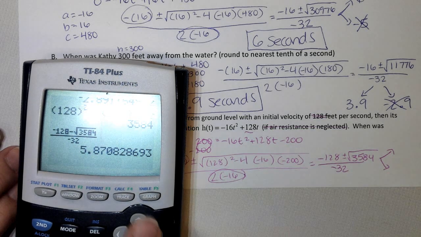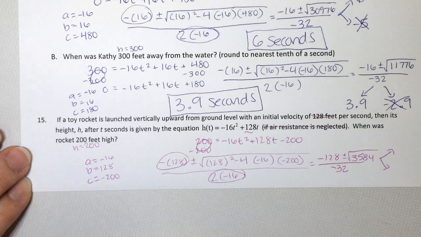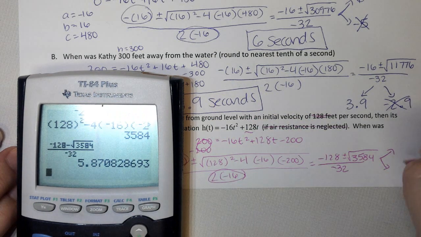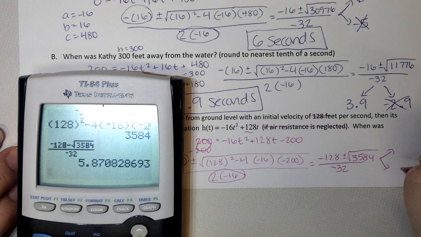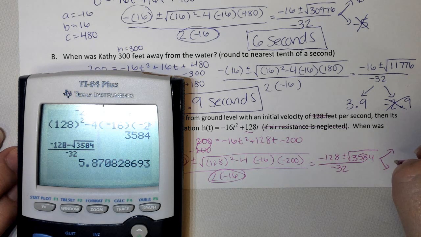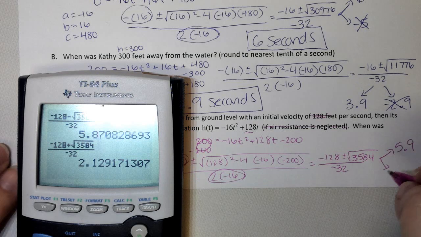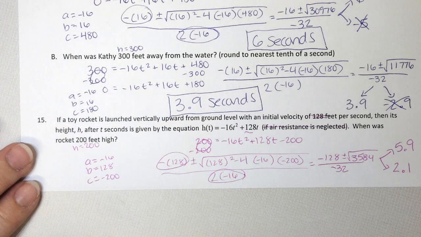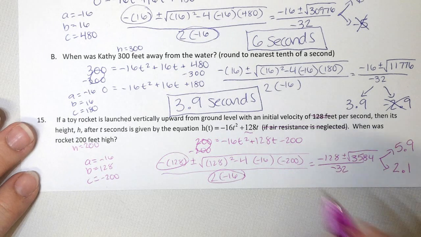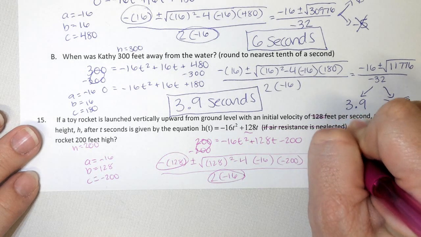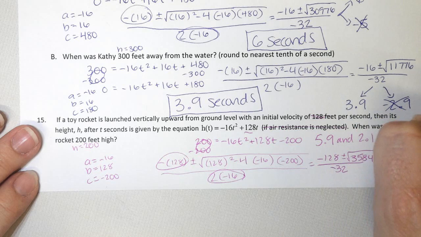And it says round to the nearest. It doesn't tell us, so we can do tenths or hundredths, doesn't matter. We'll just do tenths like the other one said. So this we would do 5.9. And then 2.1. So this one has two answers. They both make sense. So we have 5.9 and 2.1 seconds.